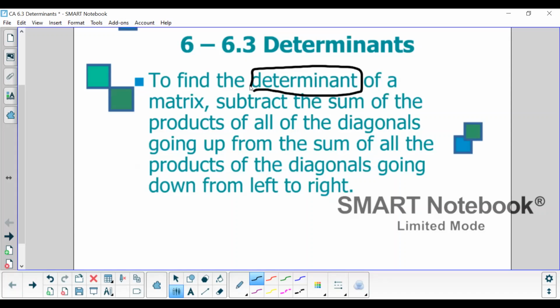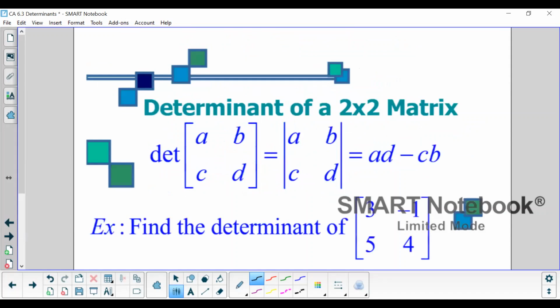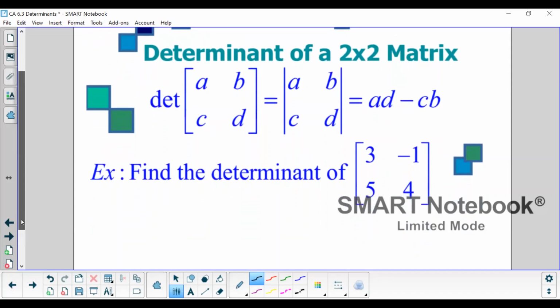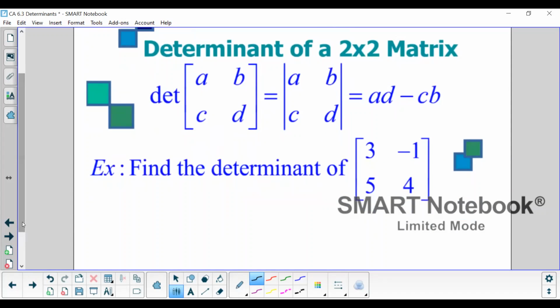So here's your next screen that I want you to copy, and we'll go over more specifically what this definition means. So here's the next screen if you're hand copying. We're going to do a determinant of a 2 by 2 matrix and then a determinant of a 3 by 3.